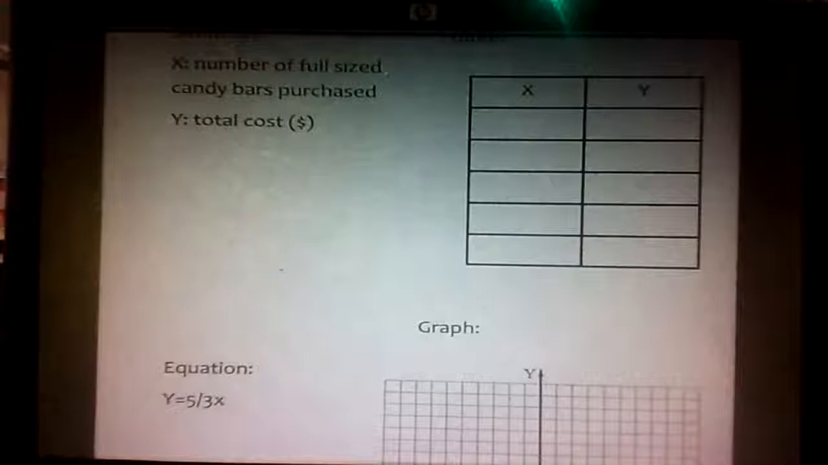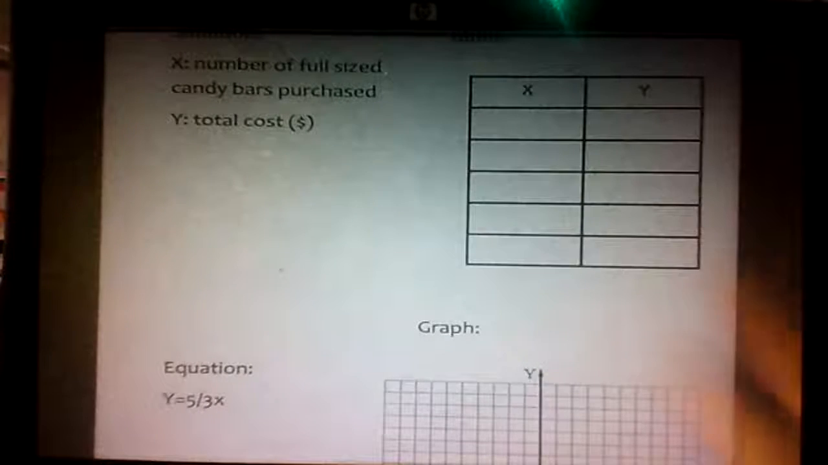The last thing we need to look at today is if I give you a situation, or if I give you a table, or if I give you a graph, or if I give you an equation, you should be able to give me the other three. Okay, so if you take a look at this first example, I gave you an equation. Y equals 5/3 X. I then tell you that X is the number of full-size candy bars purchased, and Y is the total cost, okay?